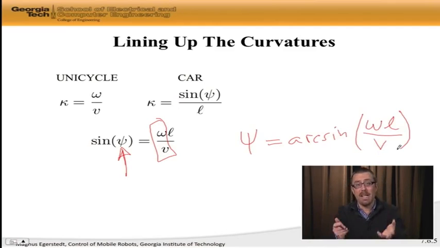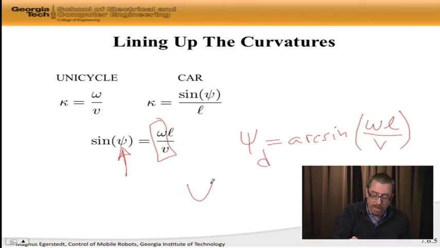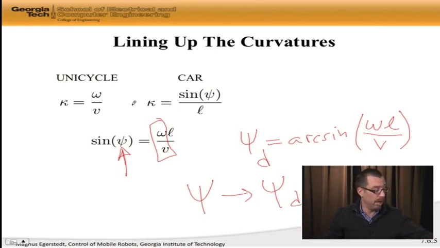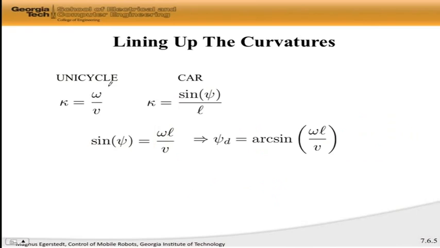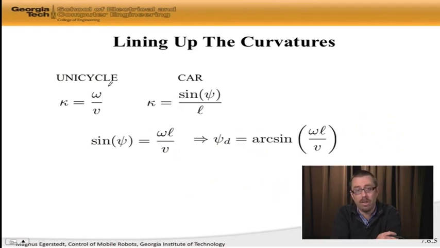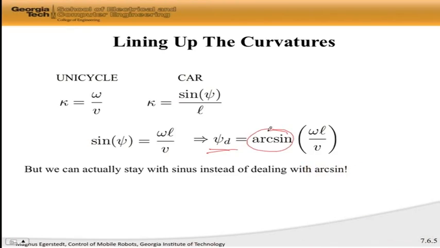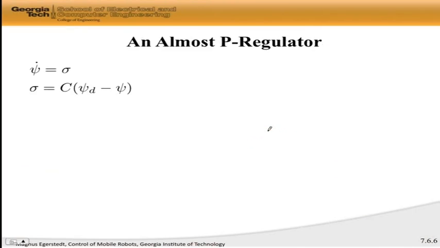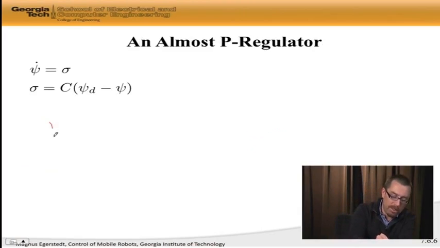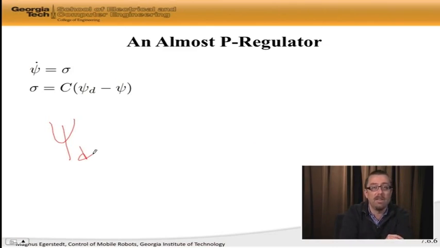Well, I can't set psi directly, so what I need to do is say that this is my desired steering angle. And then I somehow need to make my actual steering angle become close to my desired steering angle. That's the name of the game here. So psi d is arc sine of omega L over V. Now, arc sine is a little bit of an annoying thing to have to do. So instead, we're not going to do that.